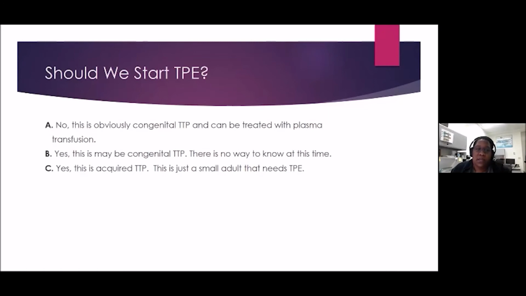Answer C, yes, this is acquired TTP. This is just a small adult that needs TPE. Answer is B, it may be congenital TTP, but you don't have your ADAMTS13 activity back, you don't have your inhibitor, and you don't have your antibody. So to be safe, you need to proceed with TPE.